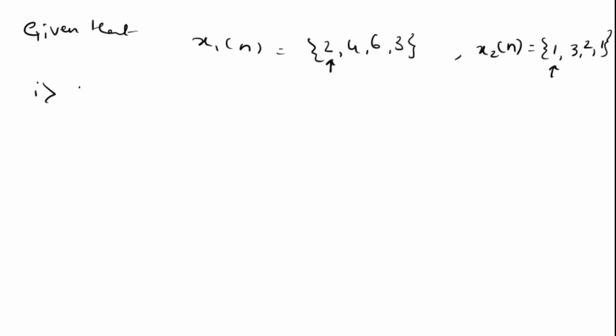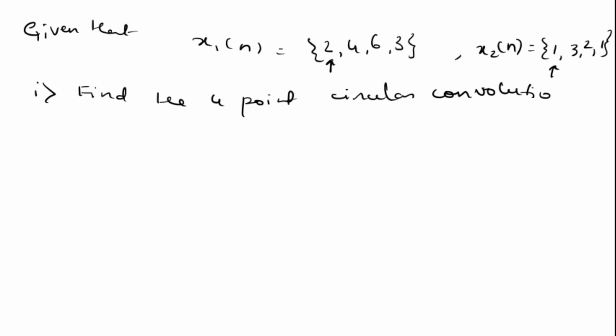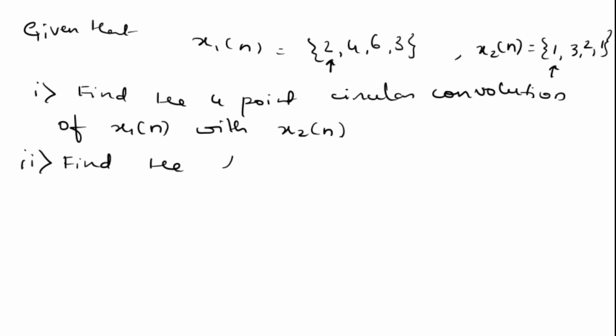First one, find the 4-point circular convolution of x1 of n with x2 of n. Second one, find the linear convolution of 2 sequences.